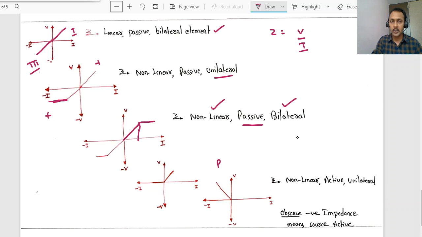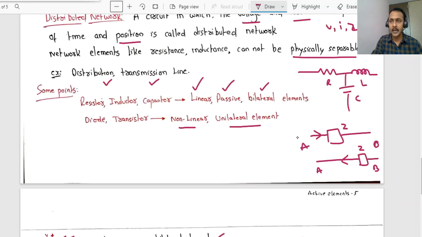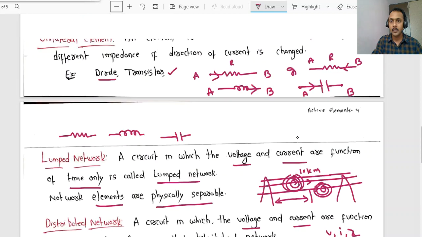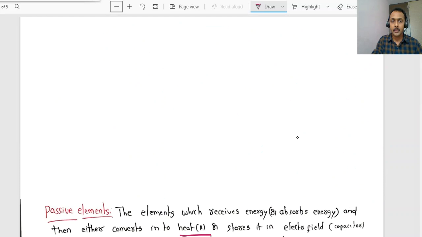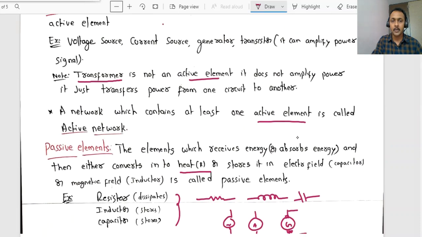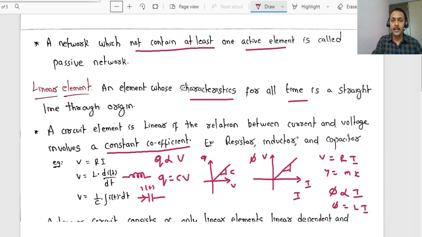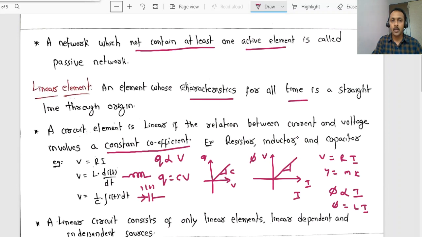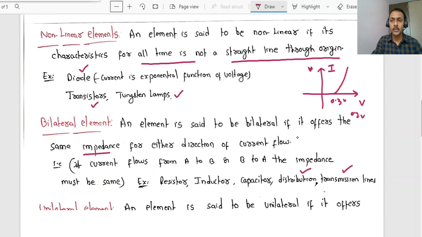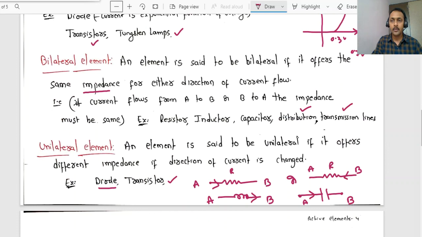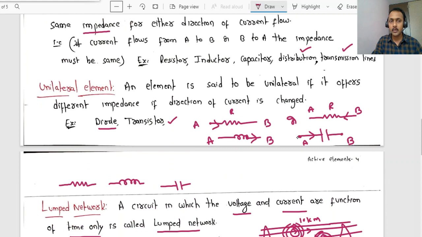But dear students, in any theorem statement, you may start with any linear active bilateral network like that, right? Now you should be familiar with these words. Clear? Active element supplies energy. Passive elements receive energy. Linear element: a straight line passing through the origin. Non-linear element: not a straight line passing through the origin for all time. Bilateral: whether the current flows from A to B or B to A, the impedance will be the same. Unilateral: the impedance will change depending on whether the current is flowing from A to B or B to A.